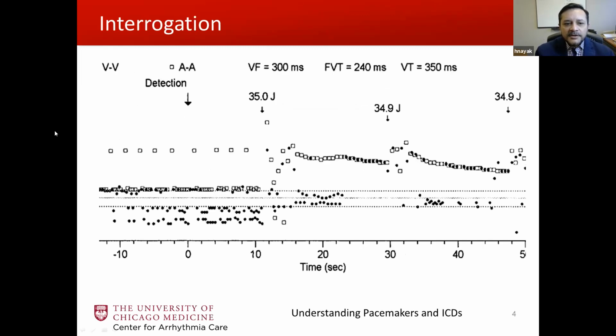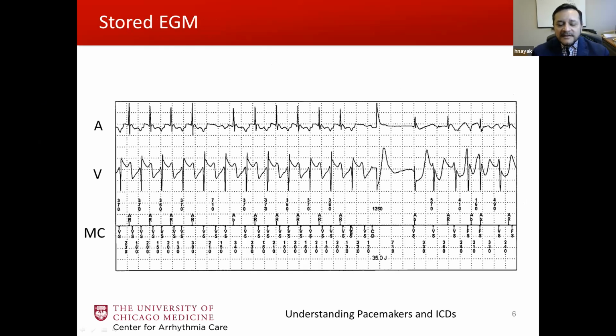So here's the initial interrogation, and you can see that the patient has received 3 shocks, at 35 joules, 34, 35 joules here. The patient's device is programmed to detect ventricular fibrillation at 300 milliseconds, fast VT at 240 milliseconds, and VT at 350 milliseconds. And this is an example of one of his electrograms that led to this first 35 joule shock.